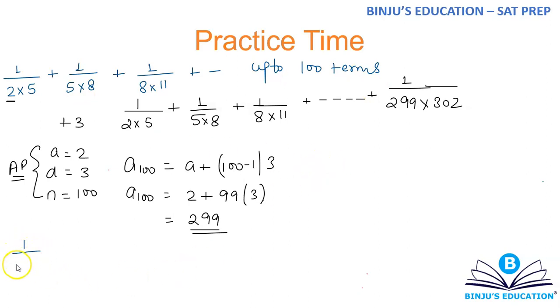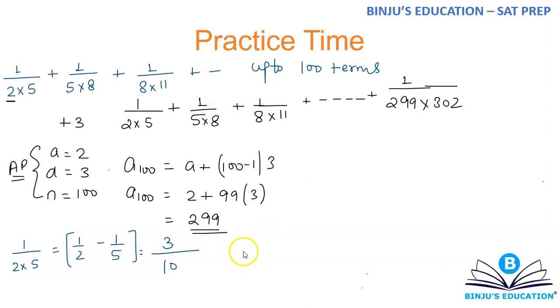So 1 by 2 into 5, if I write this as 1 by 2 minus 1 by 5, and take the LCM, this will basically become 10, which is like 2 into 5. So the denominator is taken care of. But in the numerator, you're going to have 5 minus 2, which is equal to 3. I'm looking for 1 over 2 into 5, what I'm getting is 3 over 10.